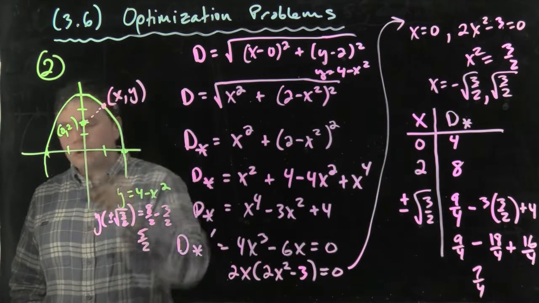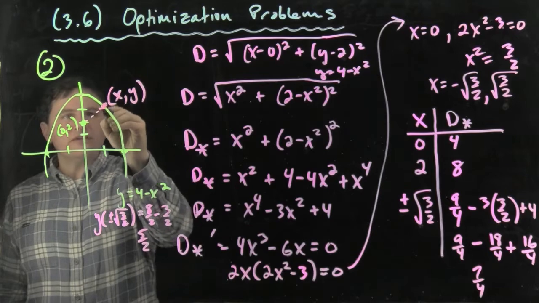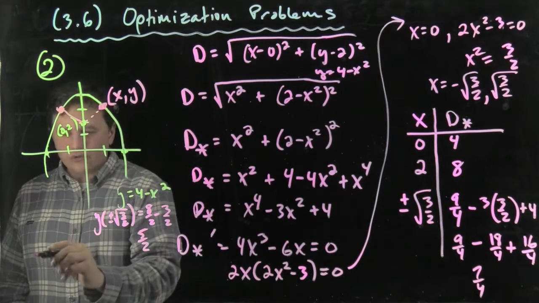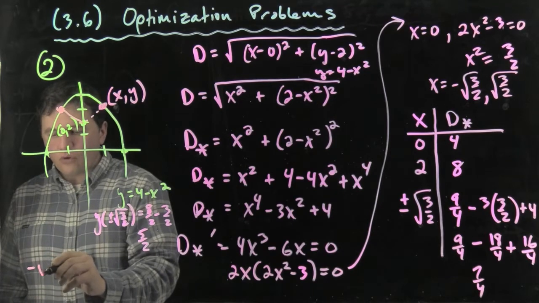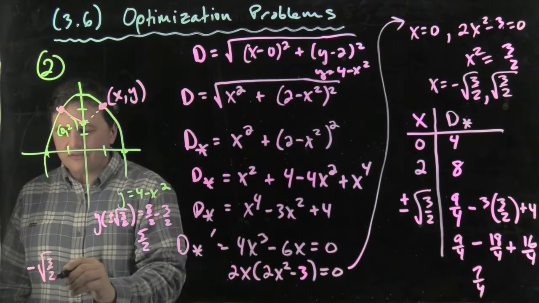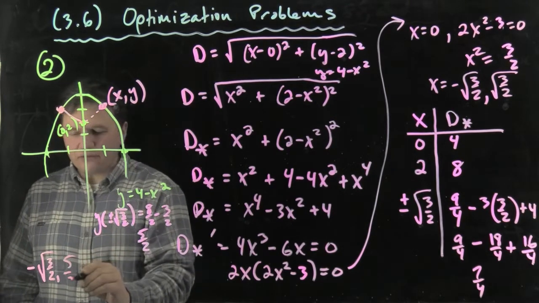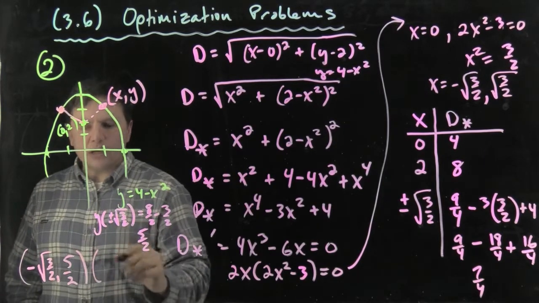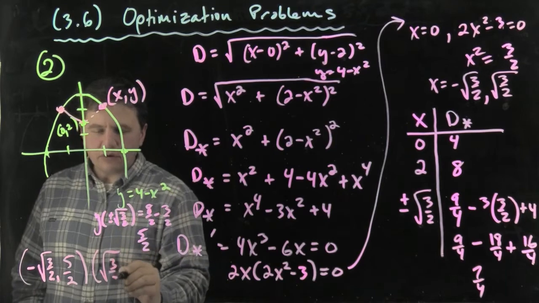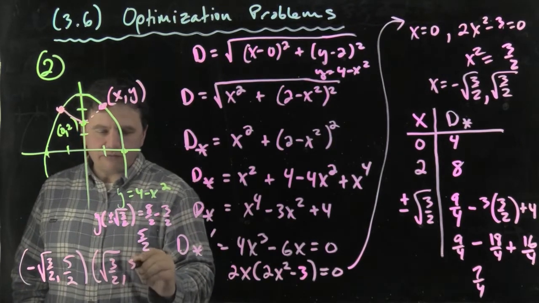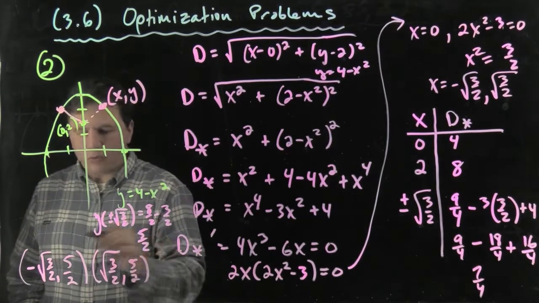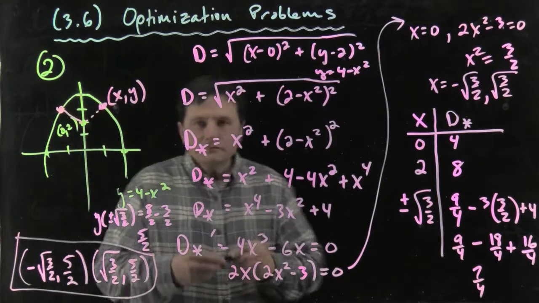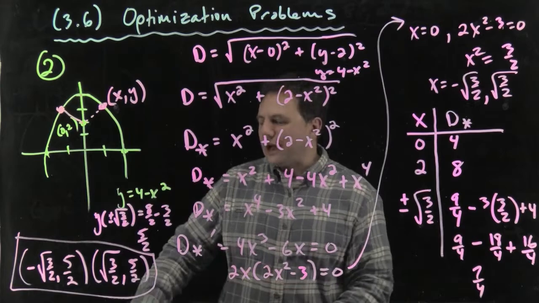So the minimum distance we have at 2 points, one over here and one over here. That is negative radical 3 halves, comma 5 halves, that's the one over here. And our other one is the positive radical 3 halves, 5 halves. And those are the points that are minimum distance. Okay, so that's optimization.